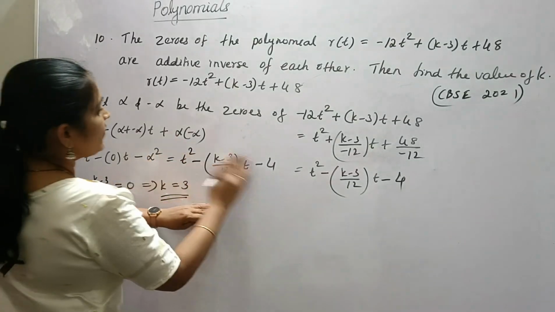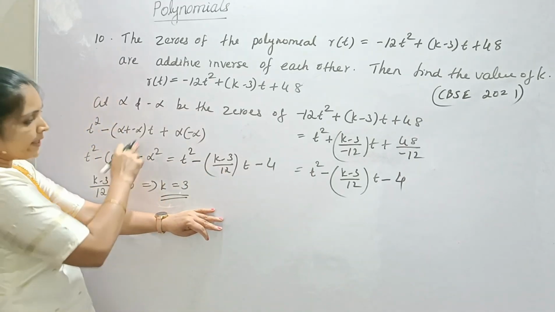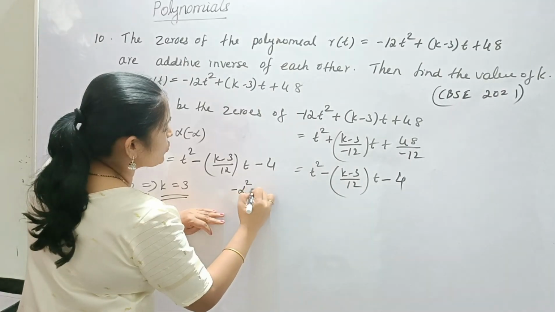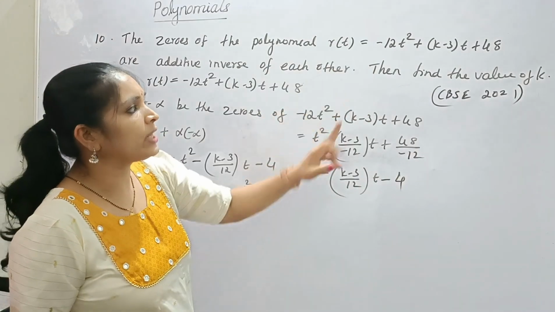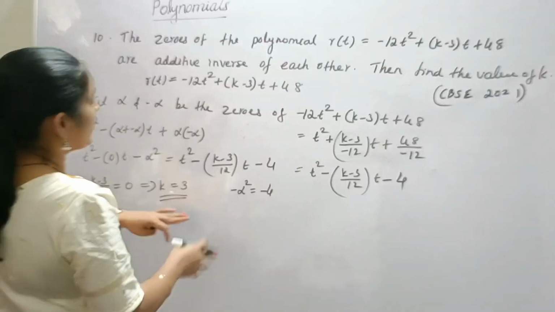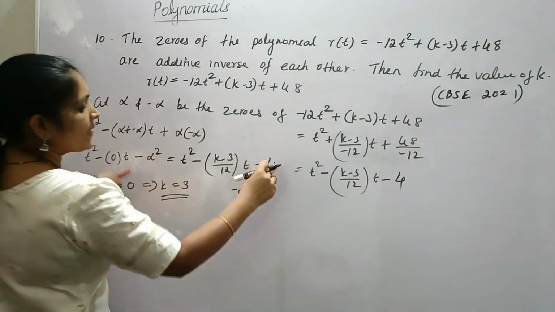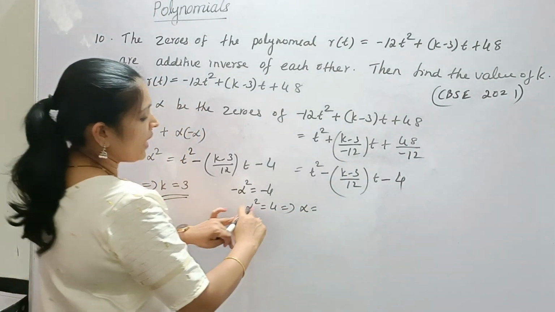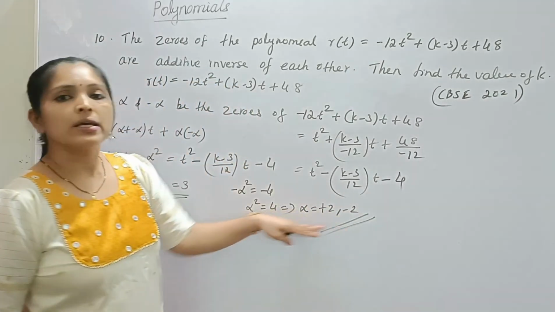Here, minus alpha square. Okay, minus alpha square. What is the constant term in left side? Minus alpha square. In right side, minus 4. Minus alpha square is equal to minus 4. Here we don't need to find the value of alpha. Here we are asked to find only the value of k. Okay, so it's enough. See, if you are asked to find the value of alpha, you just compare constant terms. Here minus alpha square is equal to minus 4. That is, alpha square is equal to 4. That implies alpha is equal to plus or minus 2. Plus 2, minus 2. These are the zeros.